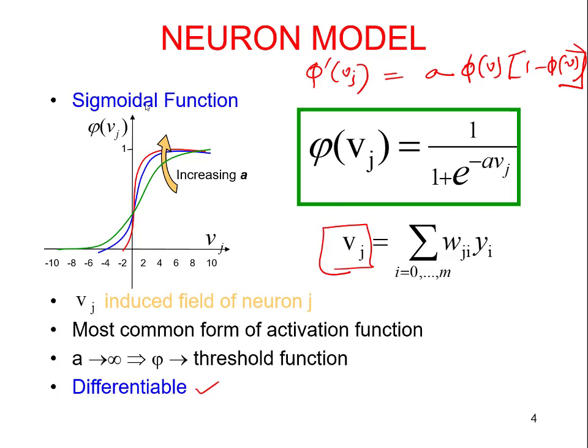And from here we can see that a is a constant. If we increase a to infinity, this sigmoid function can turn into a threshold function. A threshold function is obtained if a moves towards infinity.